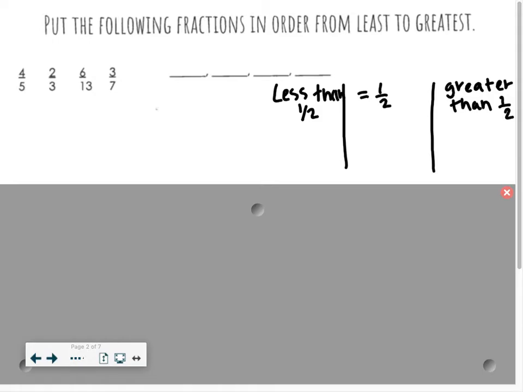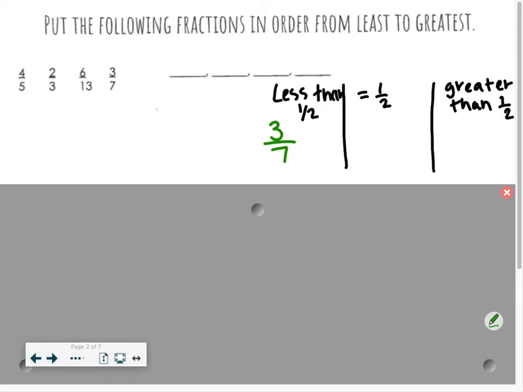About 3.5. Macy? About 3.5. So if half would be 3.5 over 7, is 3/7 going to be less than or greater than 1/2? Less than, right? Because 3 is less than what would be for half. So you're just going to put 3/7 over on less than 1/2. You know it's going to be towards that end of your order.